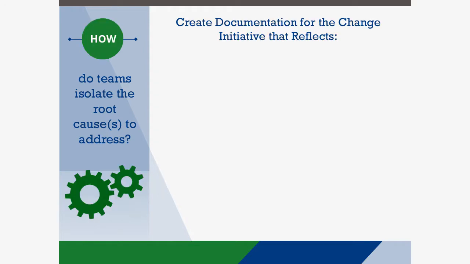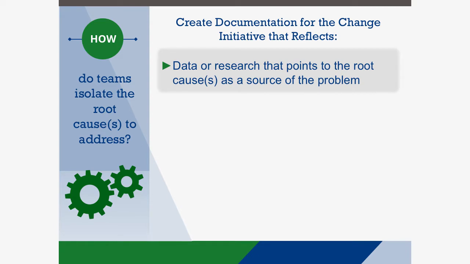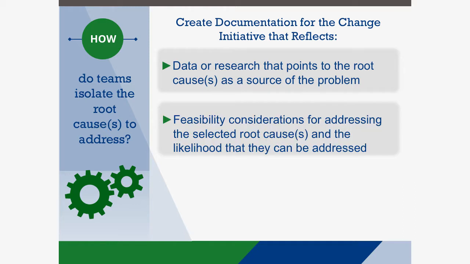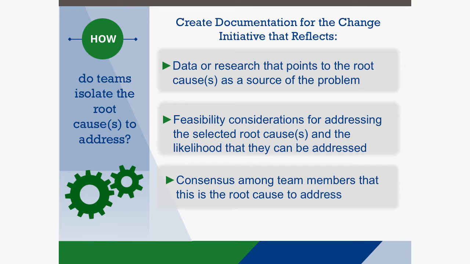Once the team has identified and validated possible root causes and explored feasibility, it is time for the team to select one or a few to address as part of the agency's change initiative. As teams document the final selection of the root cause or causes to isolate and address, think about including the following: the data or research that points to the selected root cause or causes as a source of the problem, the likelihood of being able to address the selected root cause or causes based on feasibility considerations, and the consensus among the team members that this is the root cause or causes to address.